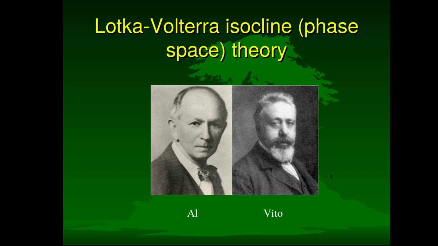And we can describe this interaction graphically with the phase space diagram that was pioneered by Lotka and Volterra. This is the phase space theory. It's just a way of visualizing what's going on using a graph rather than equations. These two guys, Al and Vito, Al is Lotka and Vito is Volterra, independently figured this out in the 1920s, the same year. They wrote basically the same paper at the same time. So this is called the Lotka-Volterra theory of competition, and they also did a paper on predation.